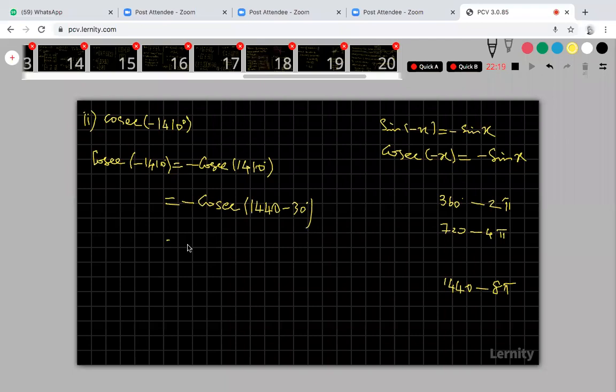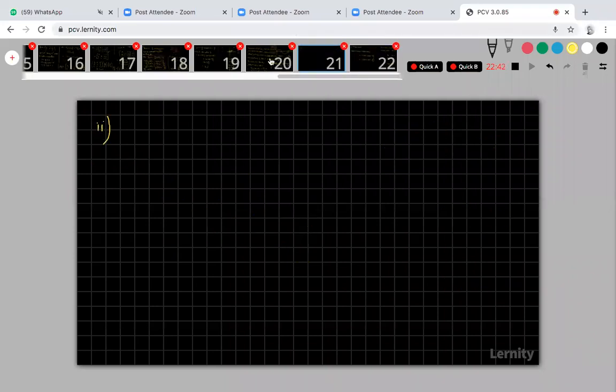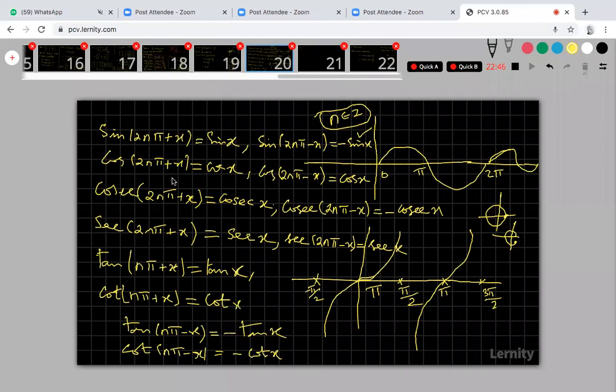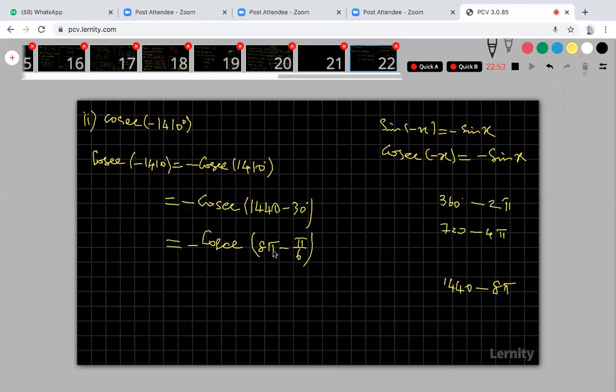Now convert into radians: minus cosecant of 1440, which is nothing but 8 pi, minus 30, which can be written as pi by 6. Why are you writing in radians? Because the formula we have taken is also in radians: 2n pi, 2 pi, like that. So I am converting everything into radians. Now I am going to apply the formula.